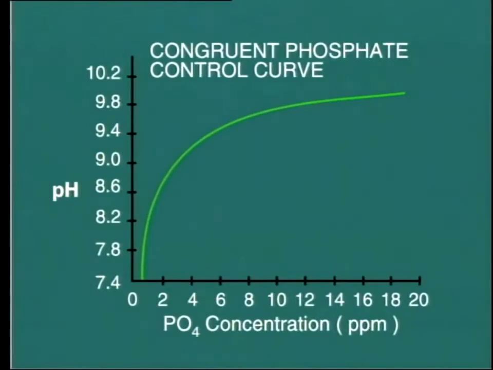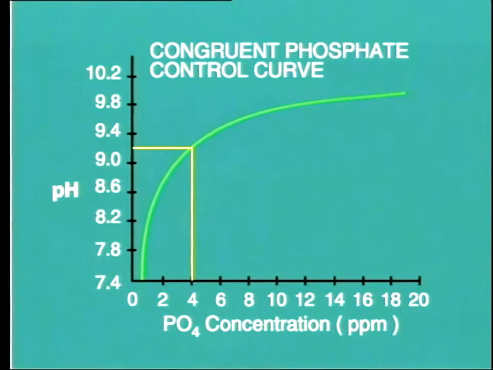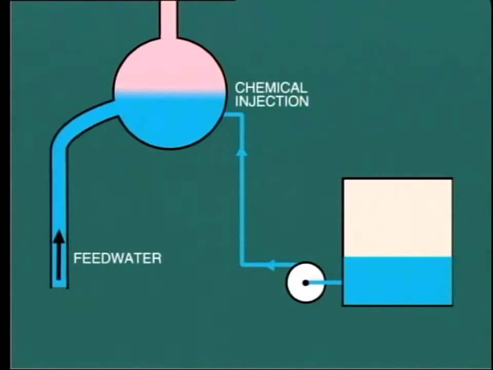In many plants, the control of phosphate addition and pH is guided by a curve like this. This shows the maximum pH level which should be allowed for any particular concentration of phosphate in the boiler water. For example, for a phosphate concentration of 4 ppm, the maximum allowable pH is indicated at 9.2. pH values above this level may lead to caustic attack at certain locations in the boiler. It may even be necessary to use monosodium phosphate in some cases in order to hold the pH level down to the desired level.